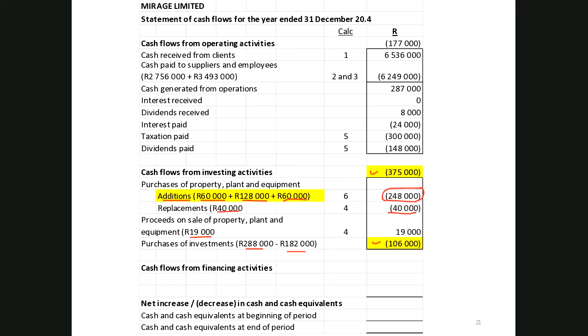If I add everything up and subtract the proceeds on the sale of equipment, they spent 375,000 on investing activities for the year. Okay, so they would have needed to get money from somewhere because they spent money on operating activities, on investing activities. So we need to look at what the financing activities look like for the year.